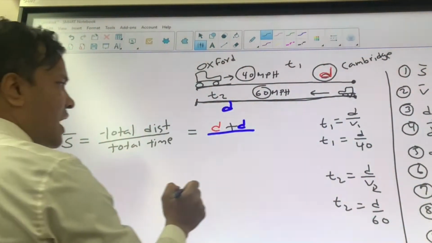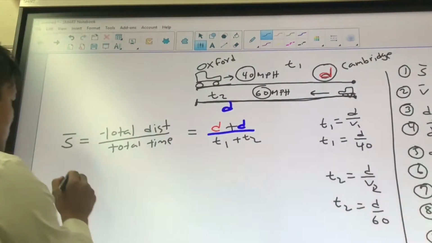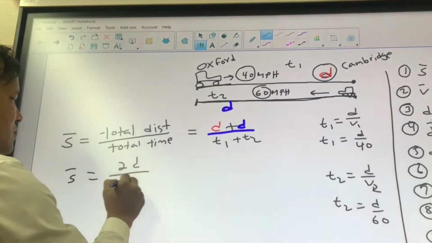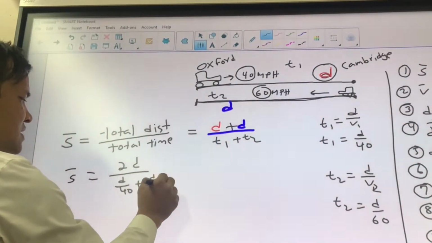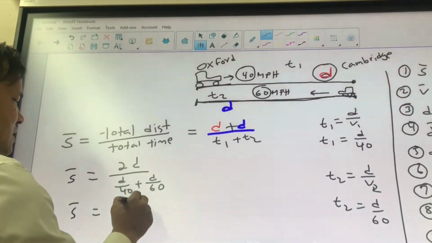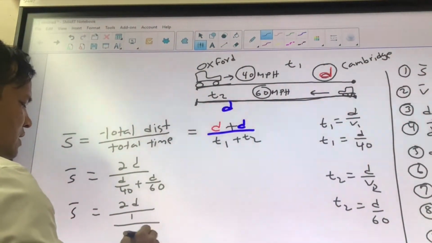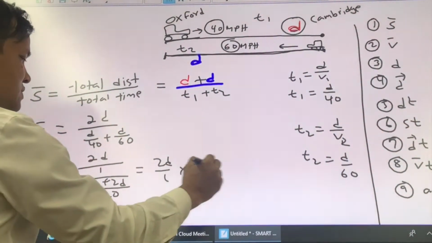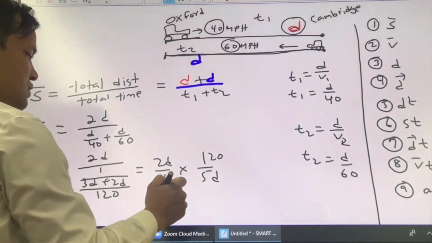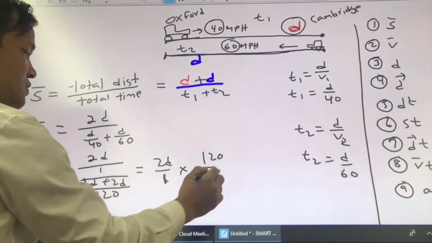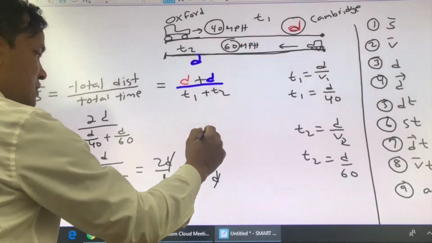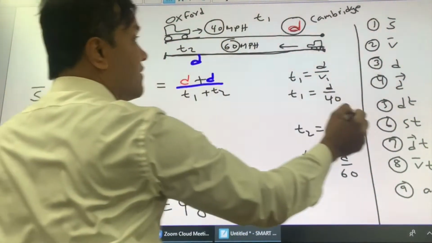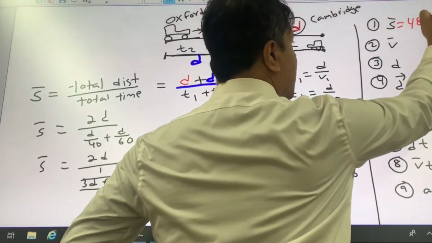Now you plug it in. The average speed is 2d over t1 plus t2, which is 2d over d over 40 plus d over 60. So that is 2d over 120, 3d plus 2d, which gives 2d over 5d over 120. The d's cancel, and 5 goes into 120 24 times, so 48. The average speed is 48 miles per hour.